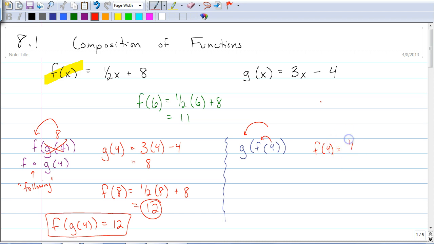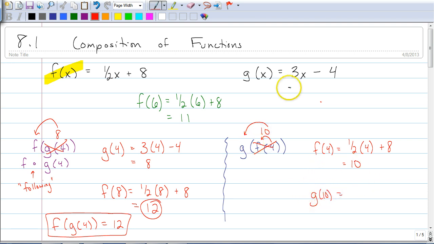Function f tells us take half of whatever x is, so we're going to take half of 4 and add 8. Well, half of 4 is 2, and 2 plus 8 is 10. So I found this to be 10, so now I'm going to put 10 inside of function g. So it's going to be g of 10.